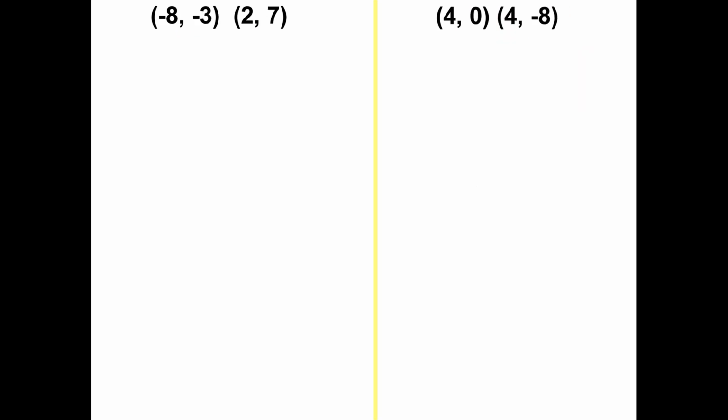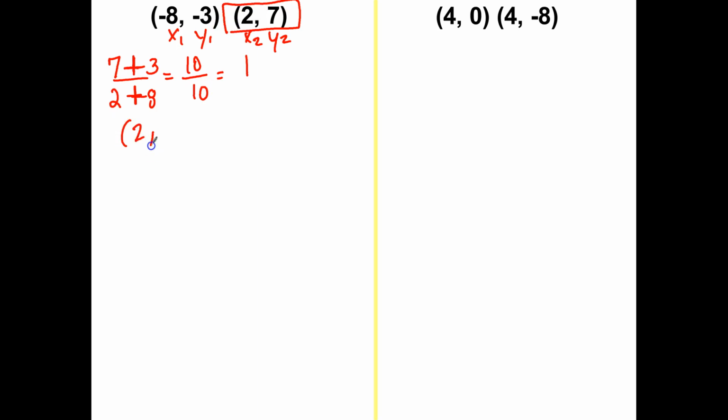All right, first we find the slope: x sub 1, y sub 1, x sub 2, y sub 2. Then we do 7 minus negative 3 over 2 minus negative 8. That's 10 over 10, which is equal to 1. For the easiest point, we don't like negatives, so we'll pick positive numbers, 2 and 7. M is equal to 1.